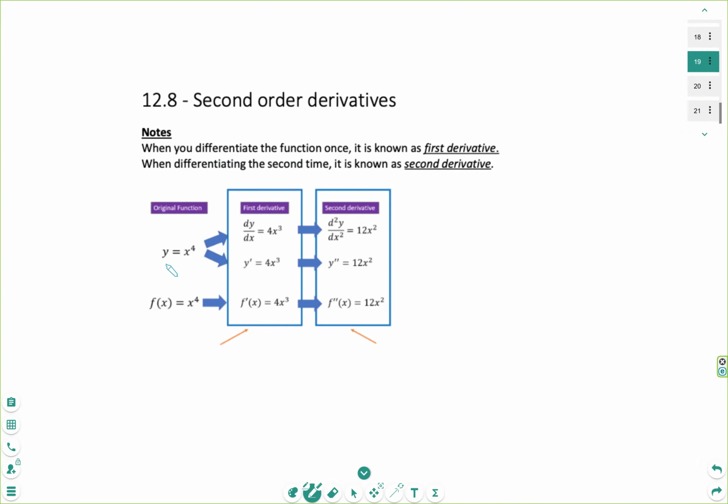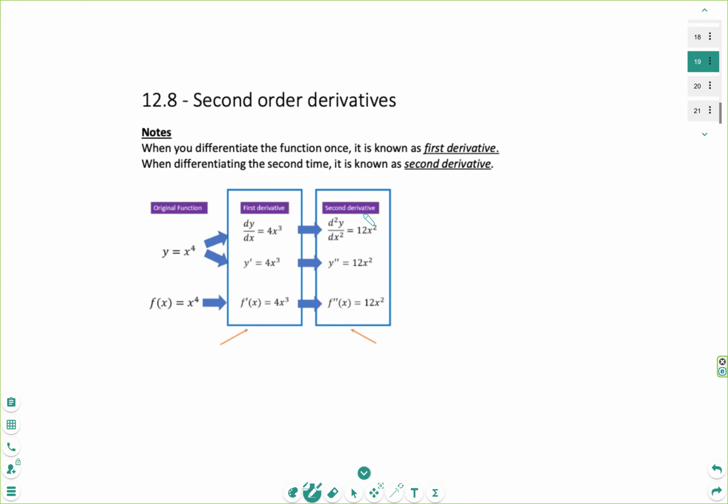Now I'm just showing you different kinds of notation, how we write the first derivative and second derivative, using the same function, x to the power 4. One is written as y, one is written as f of x. There are different ways you can write this, and they're all equivalent. When you differentiate the first time, you get 4x cubed. You can either write dy by dx or y dash, they're both equivalent. Or if you use f of x, we use f dash x.